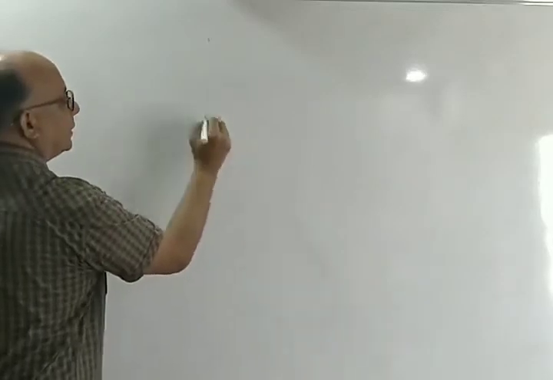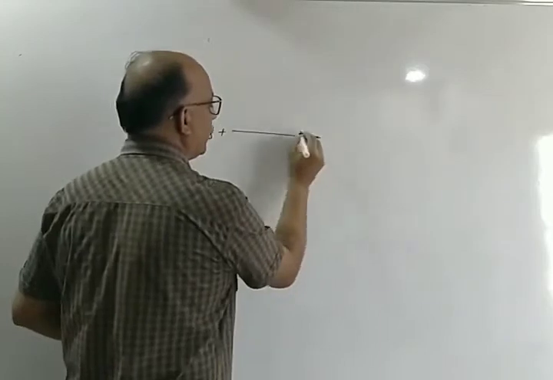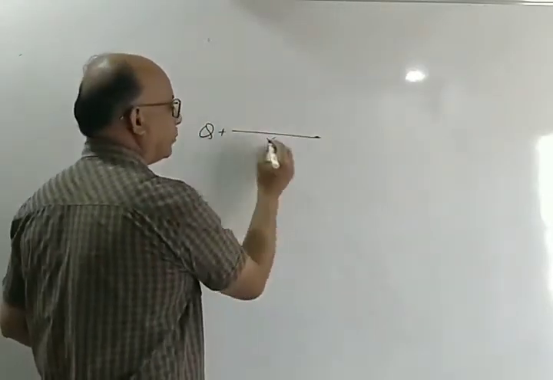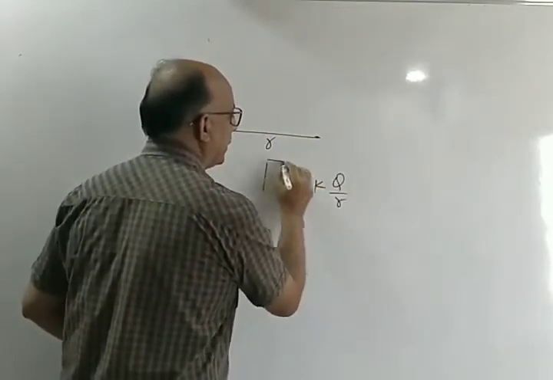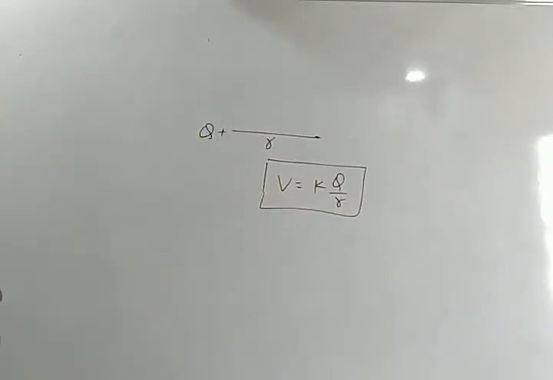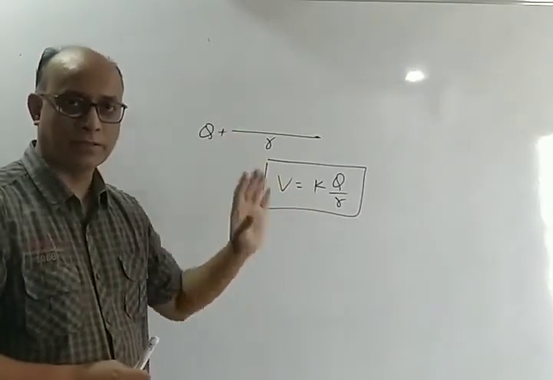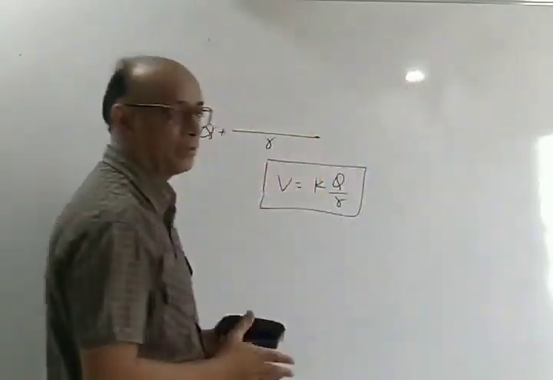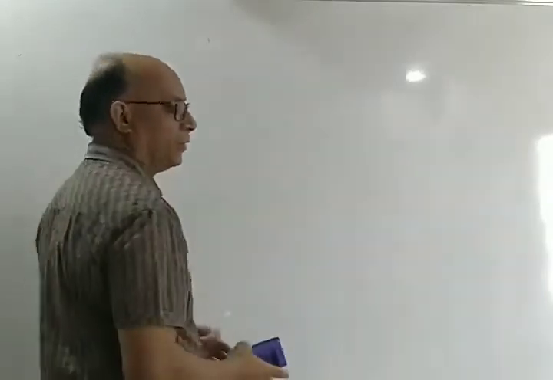Suppose there is a charge here. This charge will have its electric potential at a point at a distance r from it, and this is a point charge, so the formula for electric potential is KQ by R, that we have derived in the previous video, right? So this is the basic formula for the electric potential at a point due to a point charge. Now in today's topic we are going to use this formula, but things are going to be a bit different.